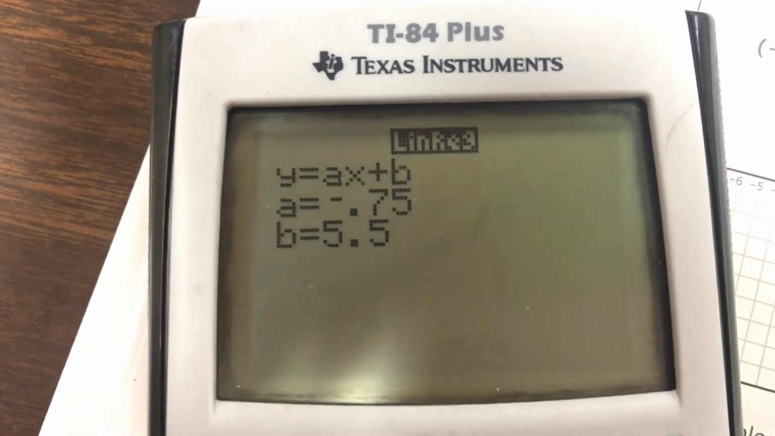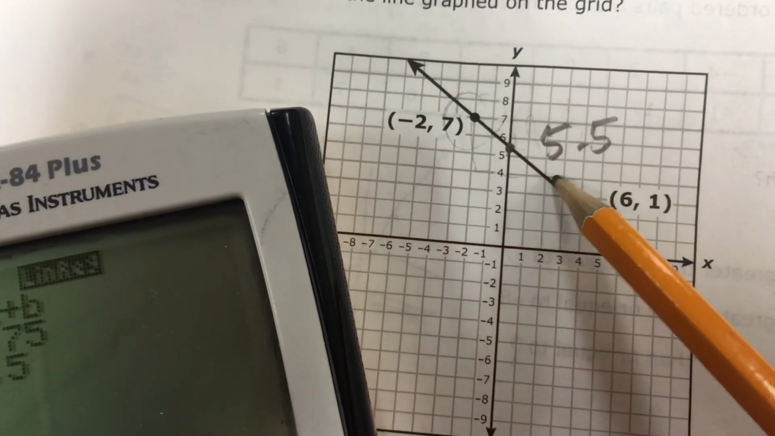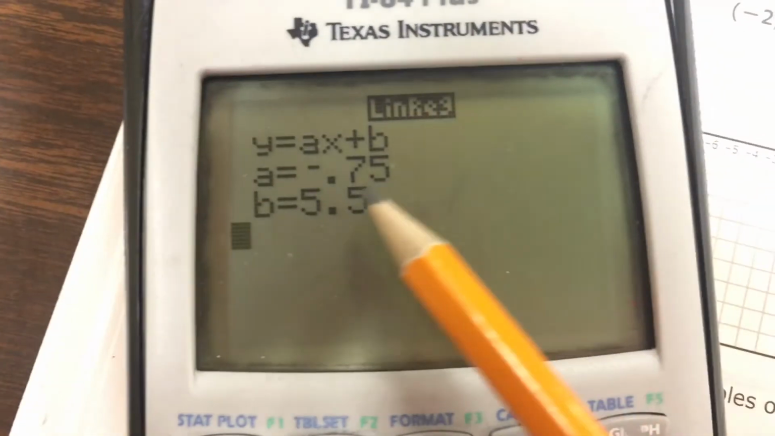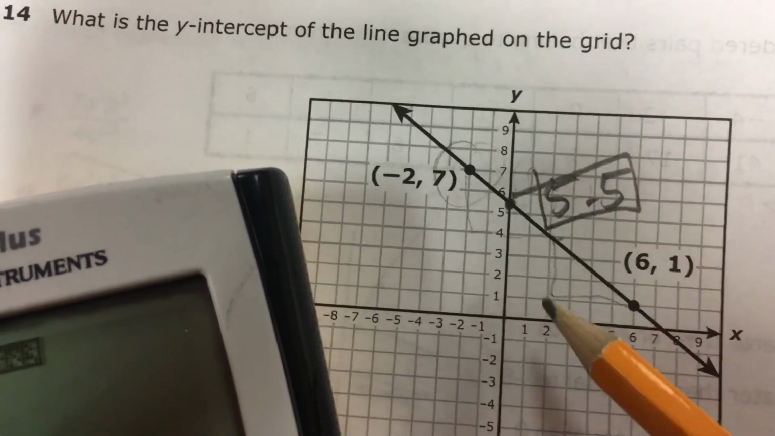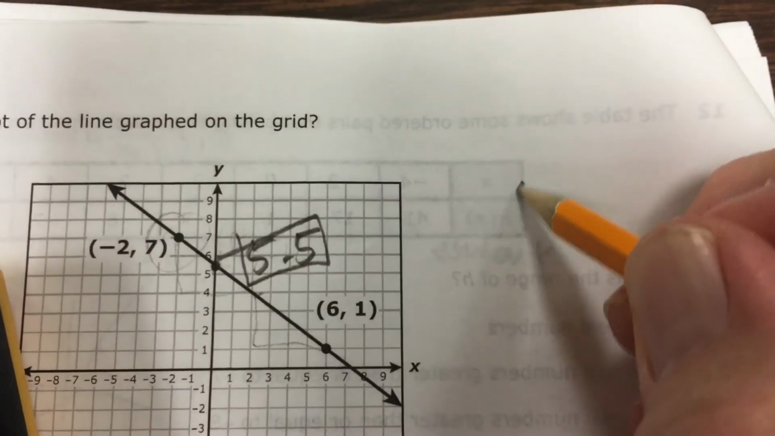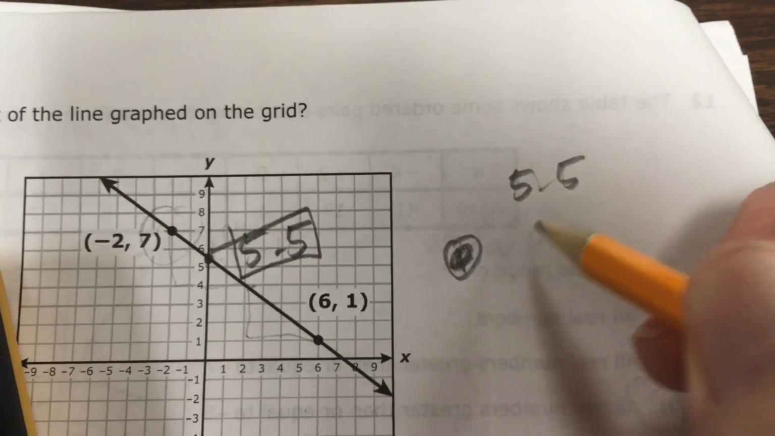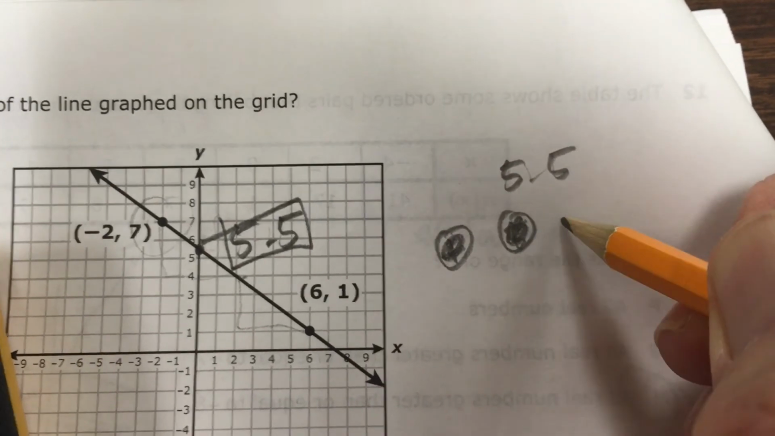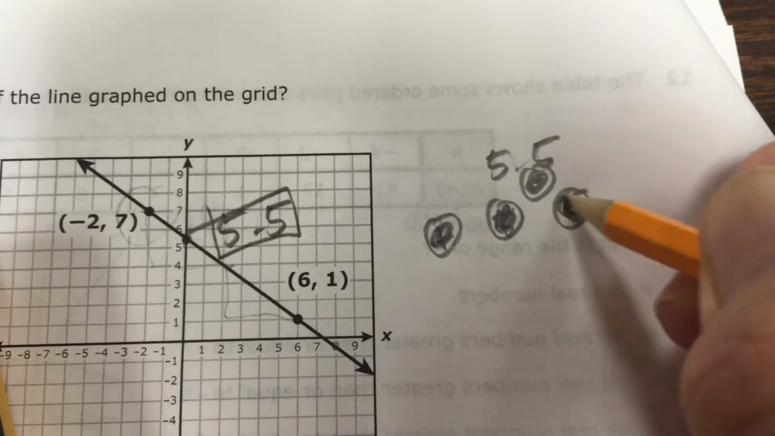And we see that our slope is -0.75, or -3/4. That's how it's going down from one point to the next, going down 3/4. And our y-intercept, or our B number, is 5.5, which is exactly what it looked like on the graph, and that's what we said. So that's what we would bubble in on our answer sheet. Not only bubbling in 5.5, but bubbling in the plus, and then the 5, and then the decimal, and then another 5 to make sure we get that answer correct.